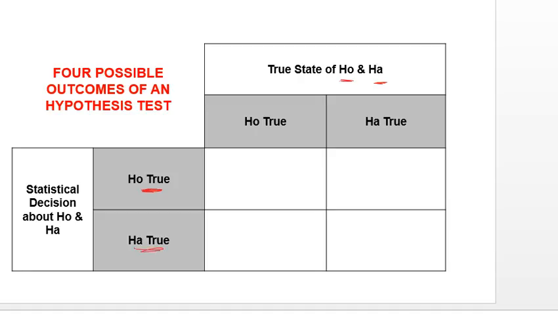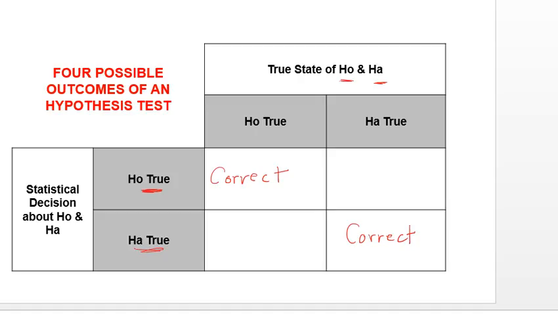So let's think about what can happen. If you decide that the null hypothesis is true, and actually it's true, you've made a correct decision. If you decide that the alternative hypothesis is true, and in fact the alternative is true, you've also made a correct decision. So there's two cases where you can be correct when you're doing hypothesis testing. The other two boxes are two things that can go wrong.